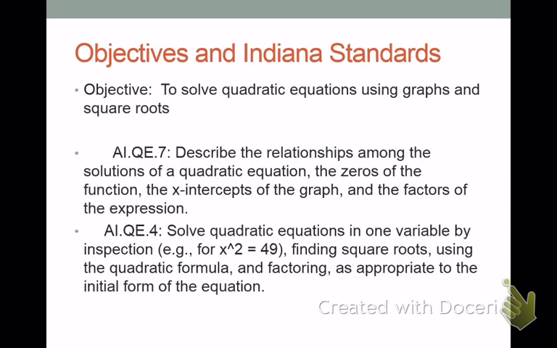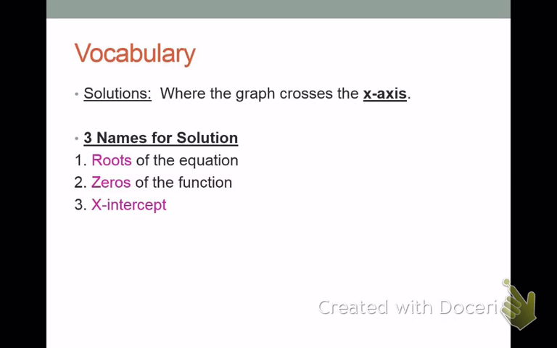We'll talk about how to do that using graphs and how to do that using what's called the square root method. Okay, some quick vocabulary for you. To solve a quadratic equation, what does that mean? Well, it means there are a lot of terms that all kind of mean the same thing. If you're solving a quadratic equation, you're trying to find the roots. The roots of the equation are the same thing as the zeros of the function, which you're going to see in just a minute, why it's called the zeros.